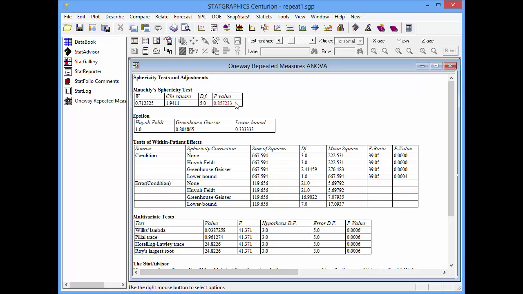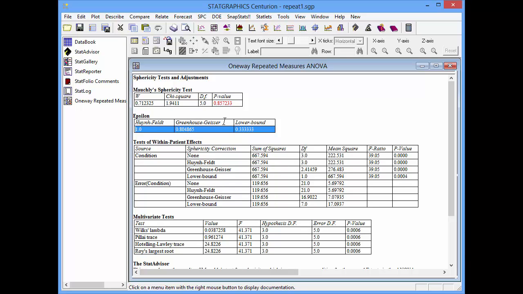If Mauchly's test gave a significant result, then we could correct the F-tests that we performed in the standard ANOVA table by estimating an epsilon correction. Now there are three different epsilon corrections: a Huynh-Feldt correction, a Greenhouse-Geisser correction, and a lower bound. There are various theories about when and which of these corrections to use. Probably the Greenhouse-Geisser is the most commonly used correction.